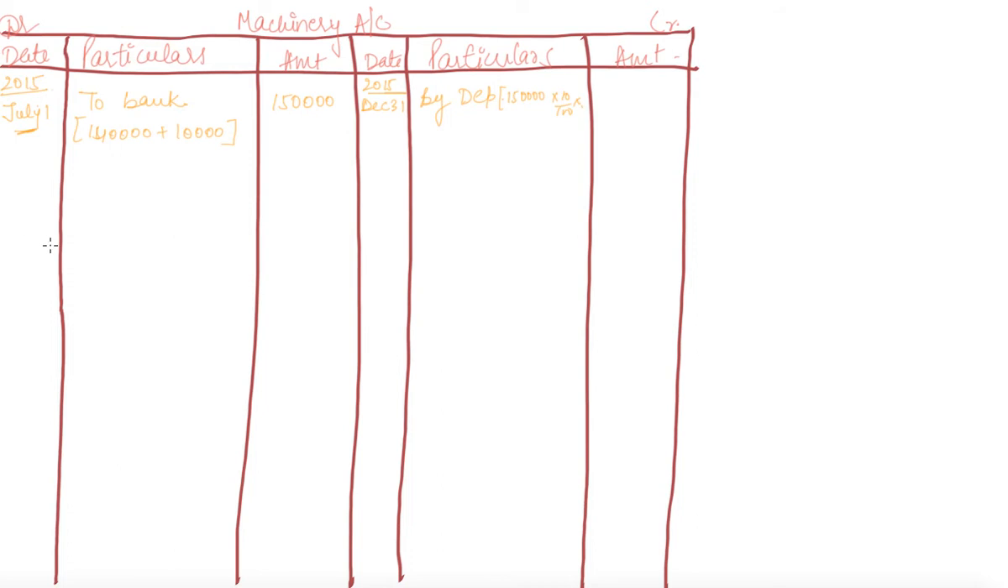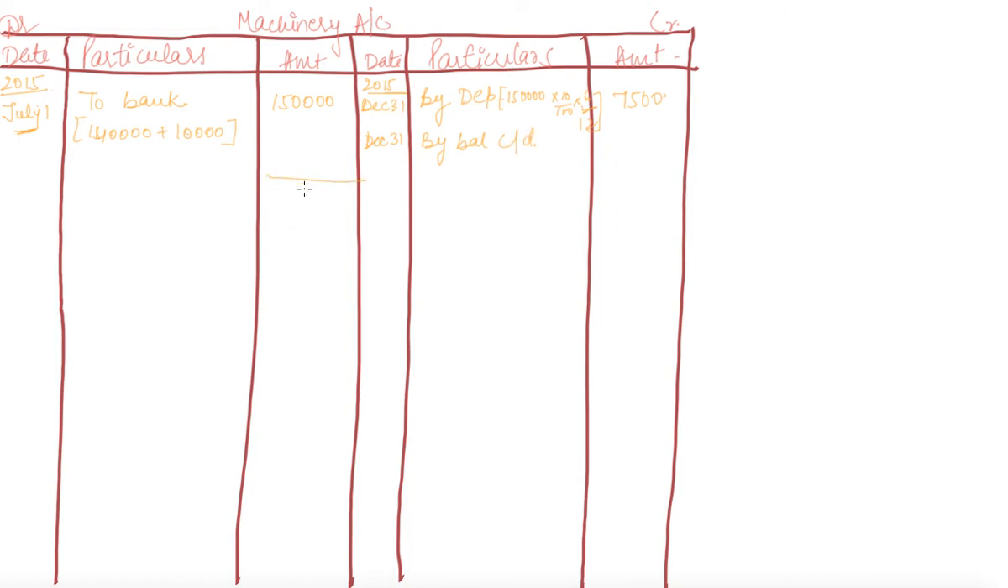So we are required to compute it monthly. How many months will it be? July, August, September, October, November and December. It will be 6 months, right? So 6 by 12, and the total will be rupees 7,500. This will be your depreciation amount. Apart from that, our next step is on December 31st, by balance c/d.